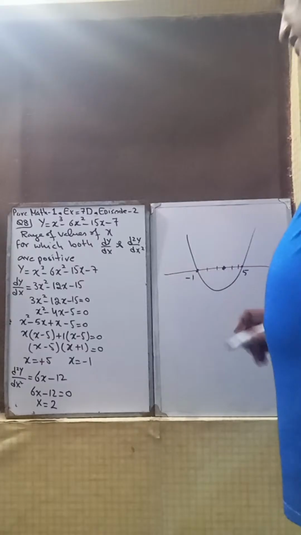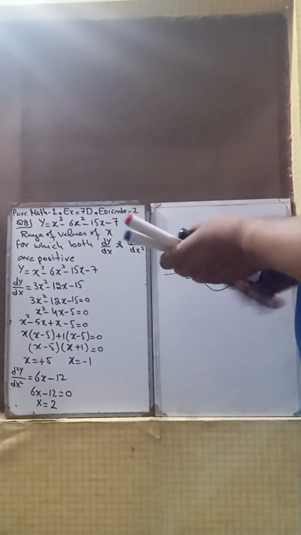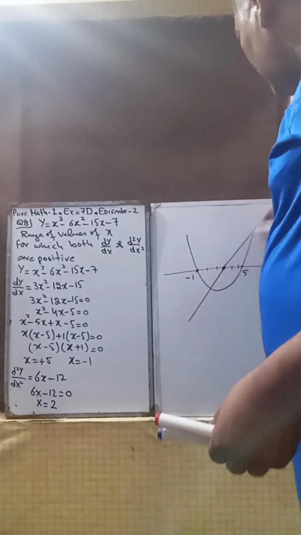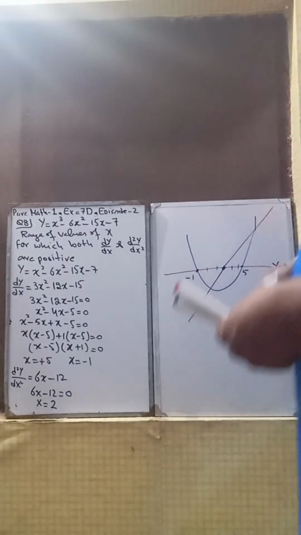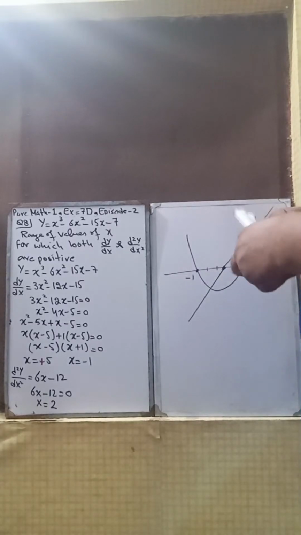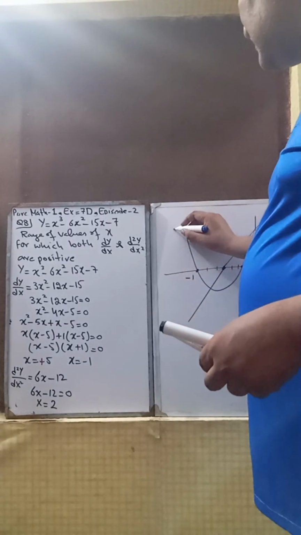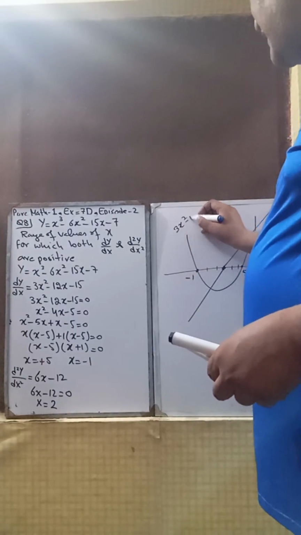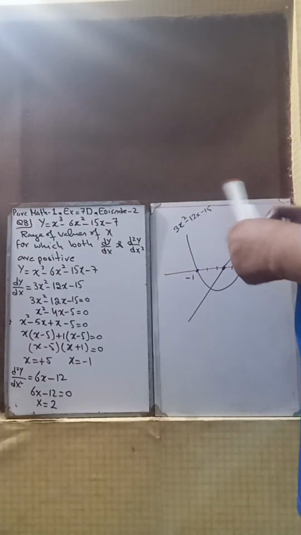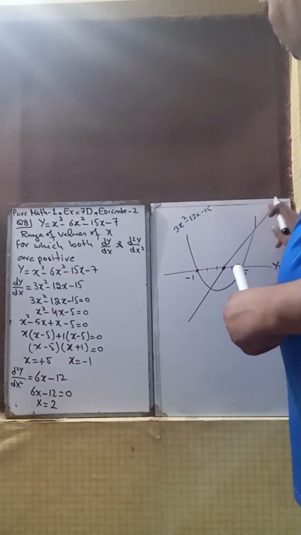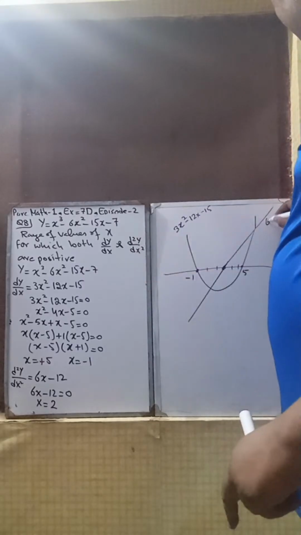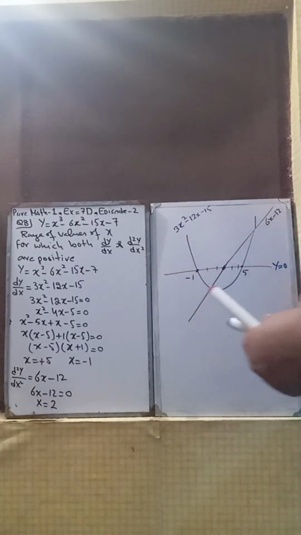The gradient is positive, so the graph will be something like this. Let me make its color different. So this is the graph. This blue color graph is for 3x squared minus 12x minus 15. And this black color straight line graph is for 6x minus 12.